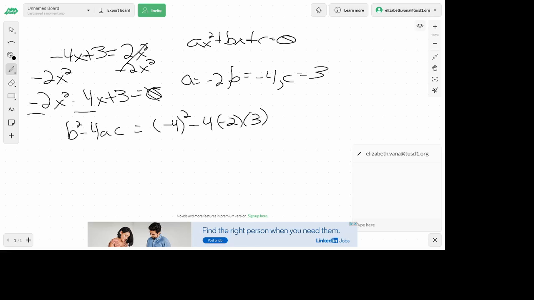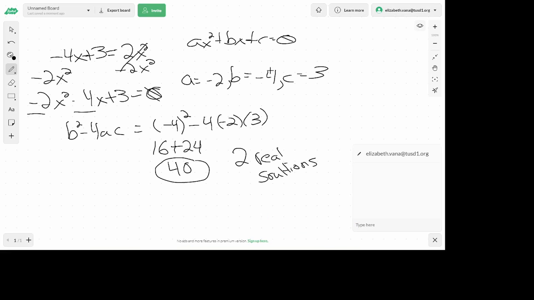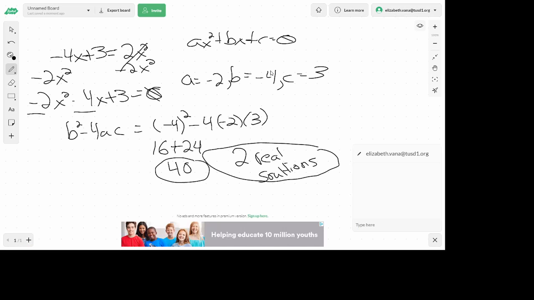Negative 4 times negative 4 is 16, positive now. Negative 4 times negative 2 is a positive 8. Positive 8 times 3 is 24. And 16 plus 24 is 40. So now I have a positive discriminant. So that means I have 2 real solutions. 2 real solutions on this one.